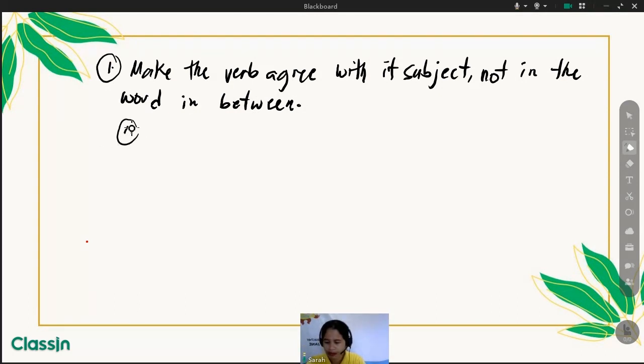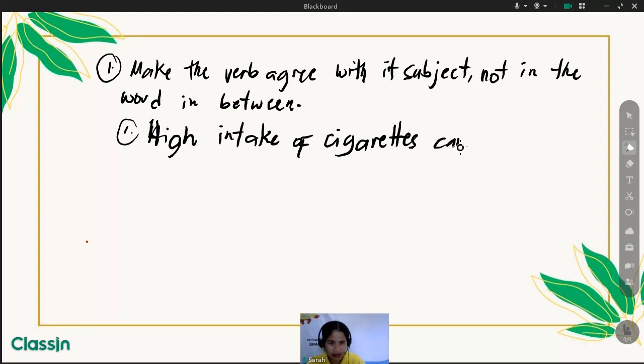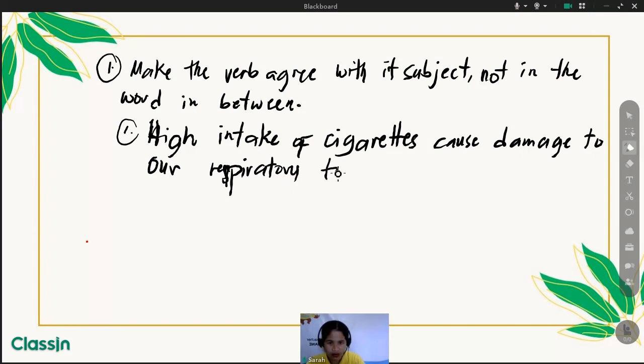Alright, so for example, high intake of cigarettes is cause damage to our respiratory tract.